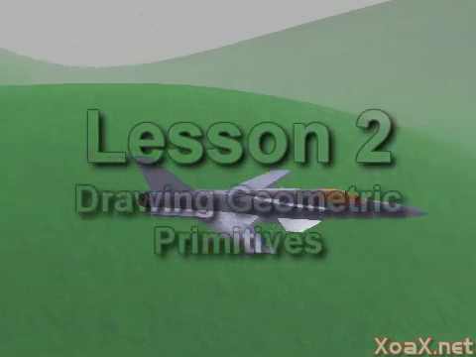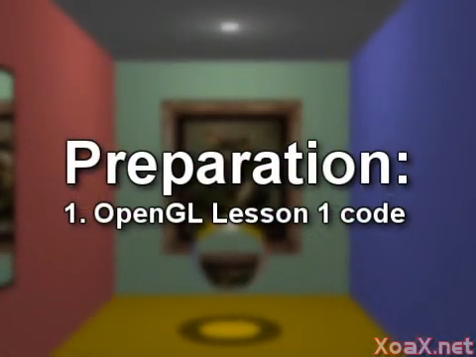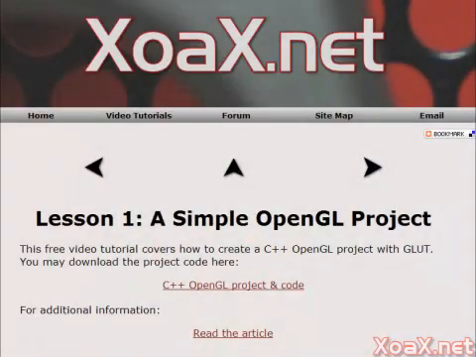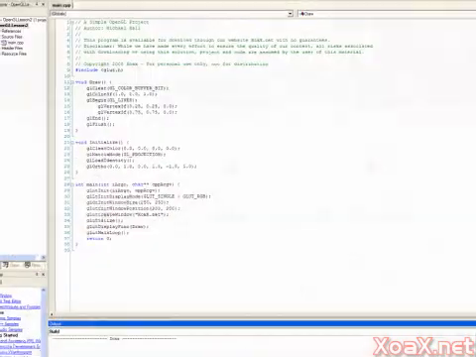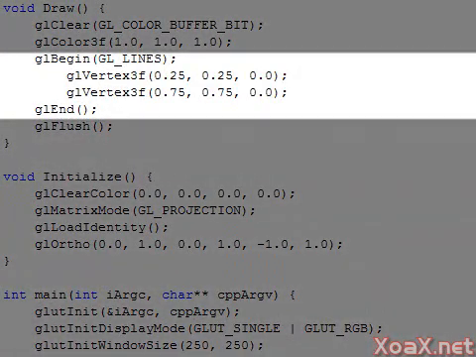Lesson 2, Drawing Geometric Primitives. To follow along with this lesson, you will need the code and setup from OpenGL Lesson 1. To begin, open the project that we created in Lesson 1. For this tutorial, we will only change the code between glBegin and glEnd.